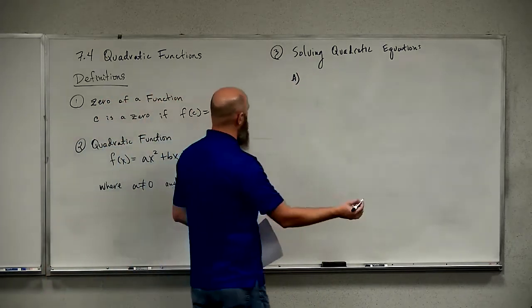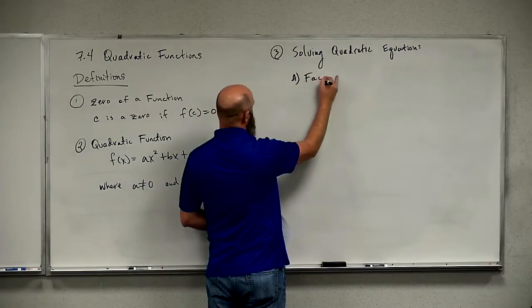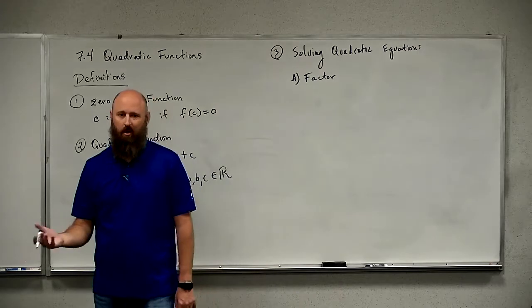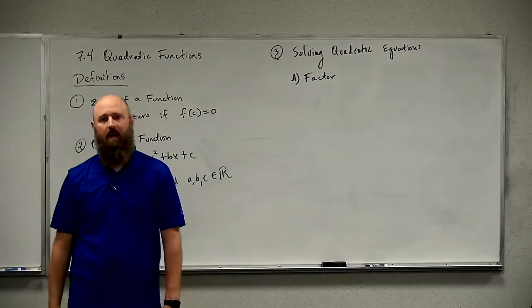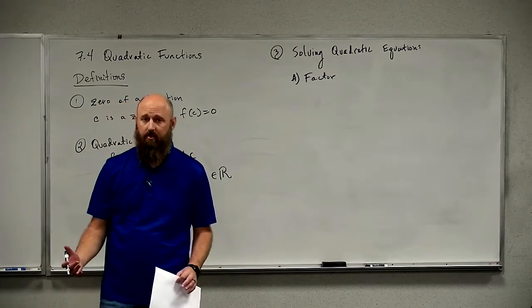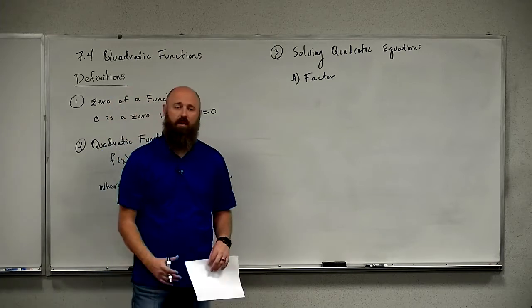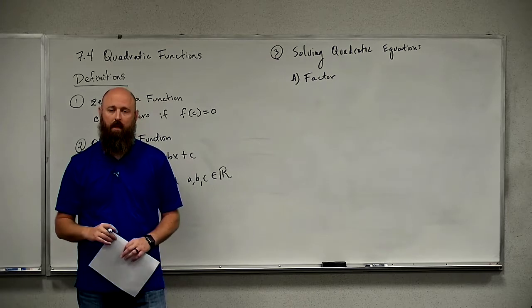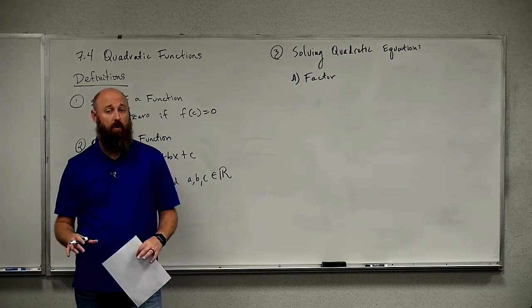The first way we already know, we know how to factor. Now, the problem with factoring is it doesn't always work. There are things that we cannot factor with real numbers. There's probably a way of doing it, but we're not going to focus on that. So that doesn't always work.